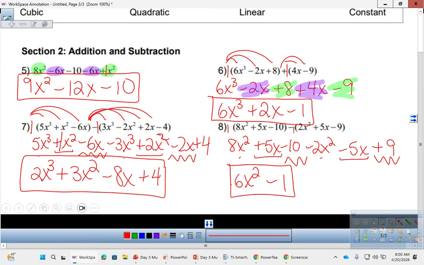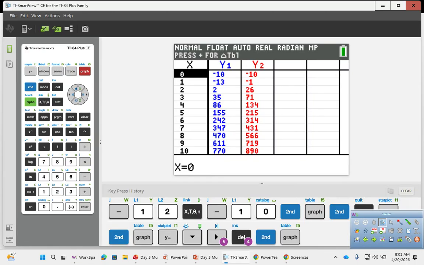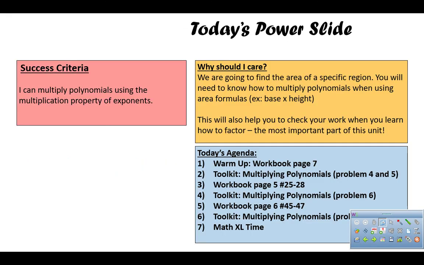We okay with that? Summary of last week. All right, today we are going to do multiplication with these things. So I can multiply polynomials. And when we multiply polynomials, we're going to end up having to use the multiplication property of exponents, which should be semi-fresh in our heads because we used it last unit. So we'll be multiplying when we distribute, and we'll be multiplying an exponent by another exponent, which is different than adding them. So we'll use the multiplication property of exponents.